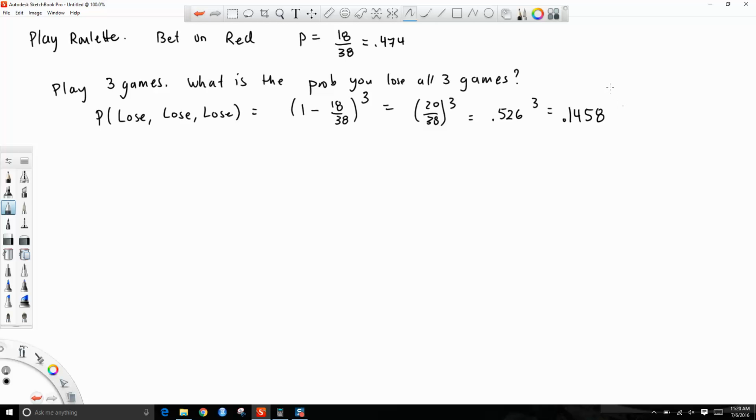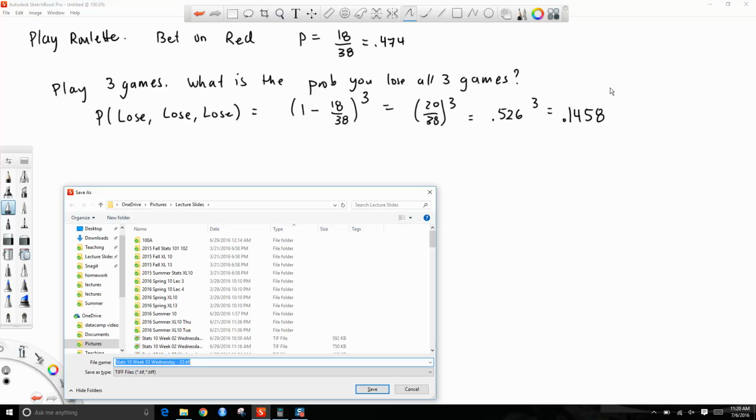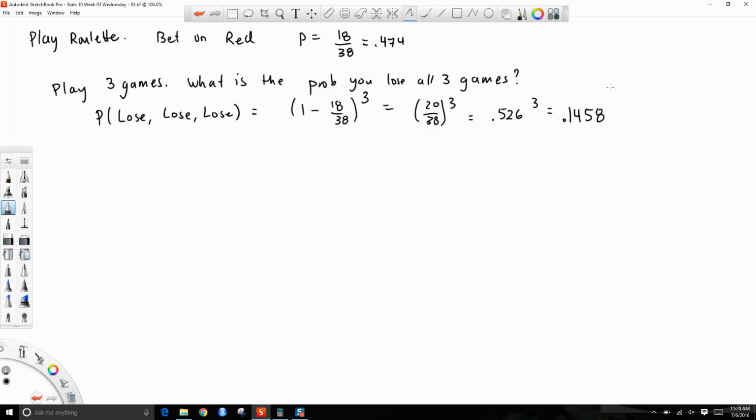So you can see the probability of winning all three games is significantly lower than the probability of losing all 3 games. And this is how the casino maintains its edge. That's how they stay in business, right? They get money, charge you for food, and that's it.